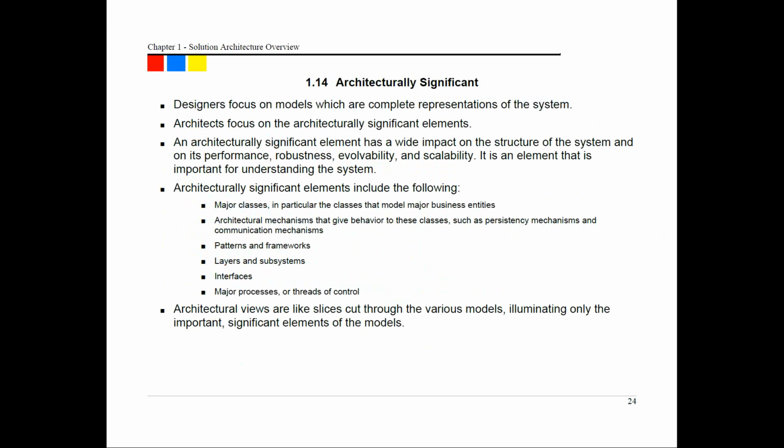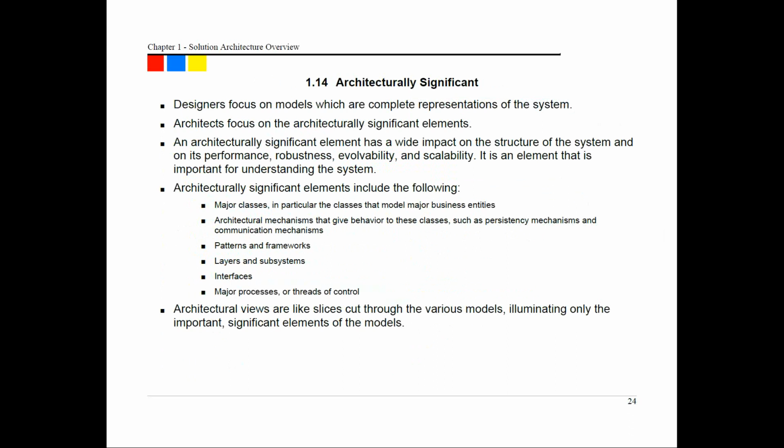We're working with models that are complete representations of the system, in other words, a very high-level model. Architects focus on the architecturally significant elements, in other words, the things that are important enough that they're visible at this high-level model. So an architecturally significant element has a wide impact on the structure of the system and on its performance, robustness, evolvability, etc.